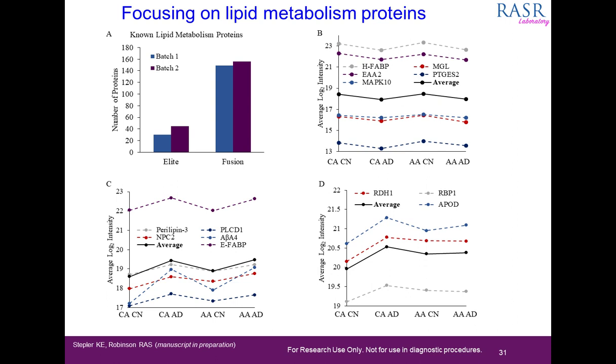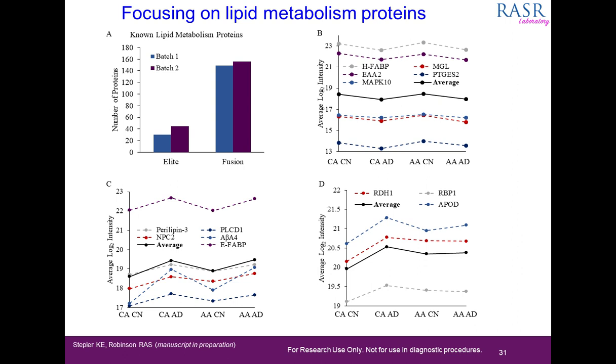I mentioned very early on in the talk that lipid metabolism might be an important factor in disease pathogenesis. So within the same data set in the hippocampus, we started to look at changes in lipid metabolism proteins. Here you can see we see more proteins involved in lipid metabolic pathways when we use the Fusion Lumos compared to the Elite.